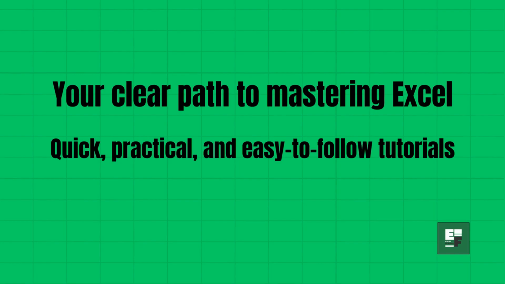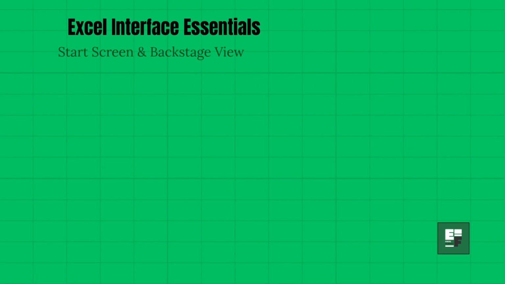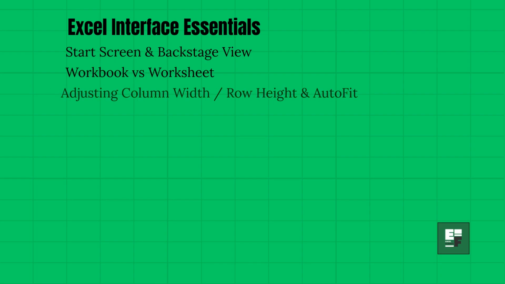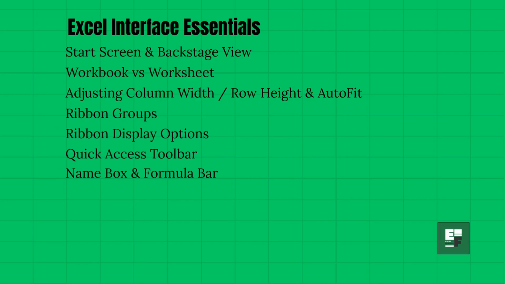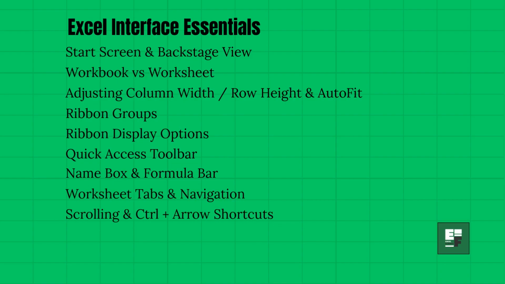We'll cover Start Screen and Backstage View, Workbook versus Worksheet, adjusting column widths and row heights with AutoFit, ribbon display options, Quick Access Toolbar, name box and formula bar, worksheet tabs and navigation, scrolling with shortcuts, and the helpful Tell me what you want to do search box. By the end, you'll feel confident navigating Excel's layout and ready to work faster and smarter.